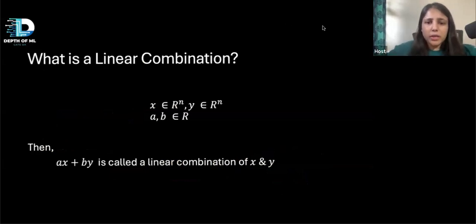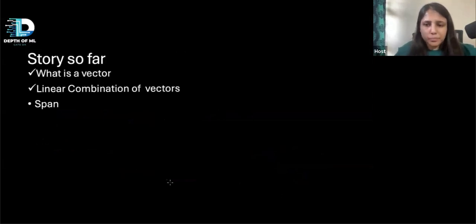So more formally, if x is some vector that belongs to Rn and y is a vector that belongs to Rn, and a and b are two numbers or scalars belonging to R, then ax plus by is called the linear combination of x and y. Fine. So we know what a linear combination is. So this is also done.